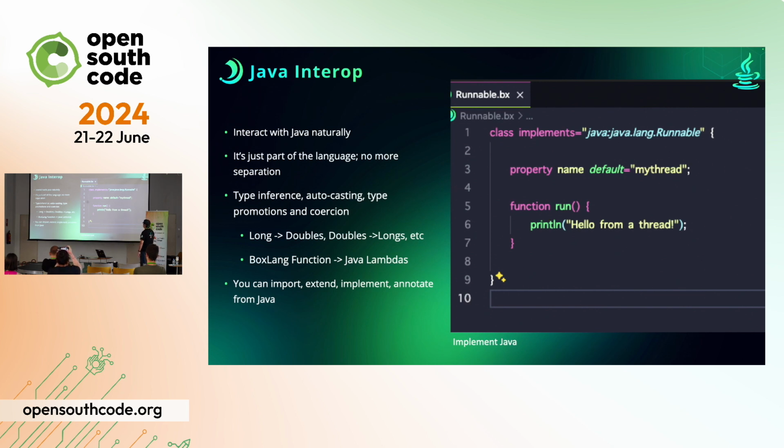Here's a class that implements a Java interface. Okay? Now you'll see that there's a little Java colon right here. This is what we call object resolvers. So in BoxLang, we want the capability to mix different languages. So right now, we have a Java one.